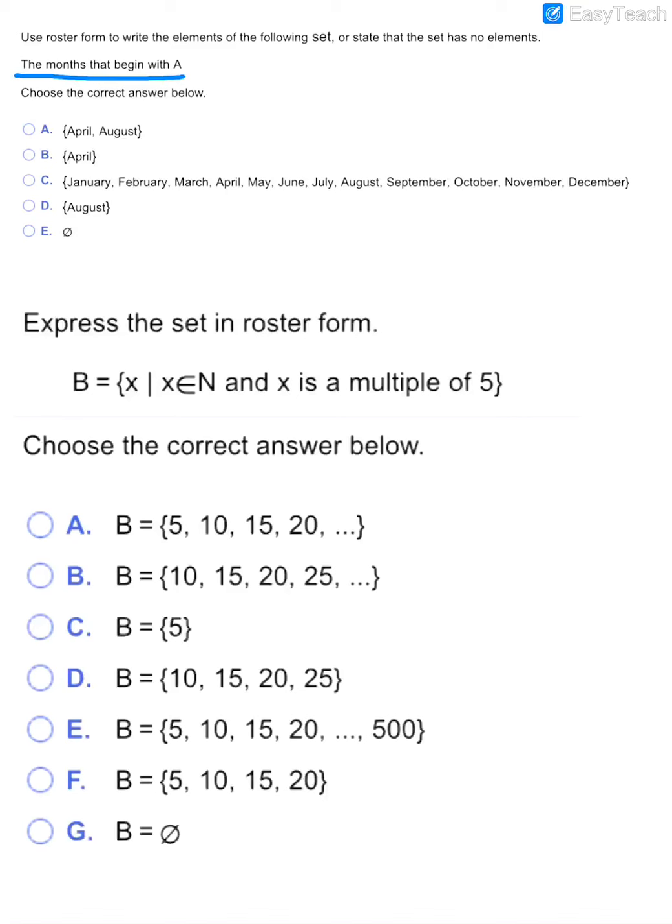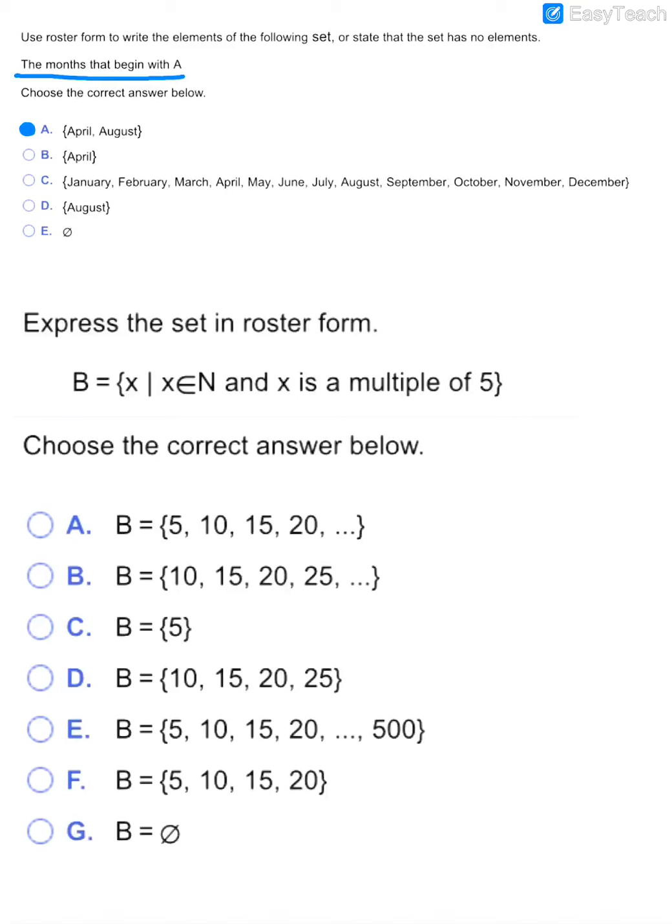So if we go through the months, January, February, March, April would be the first month that begins with the letter A, so that should be part of our set. Then we have May, June, July, August. So August also begins with the letter A, so that should be part of our set. September, October, November, December. So the only 2 months that begin with the letter A are April and August. So this would be the correct answer.